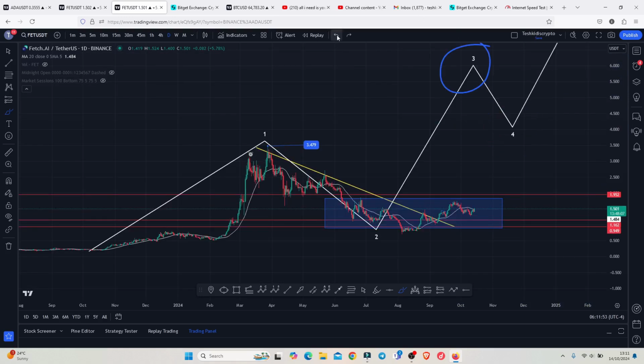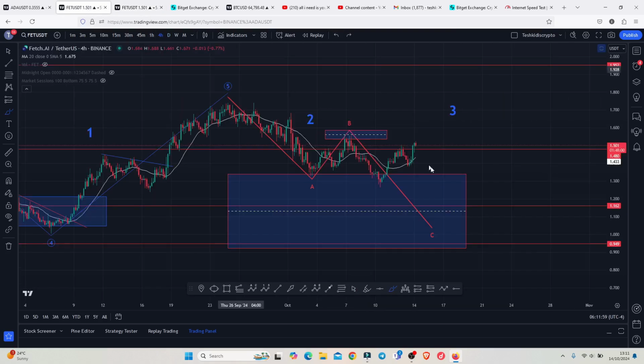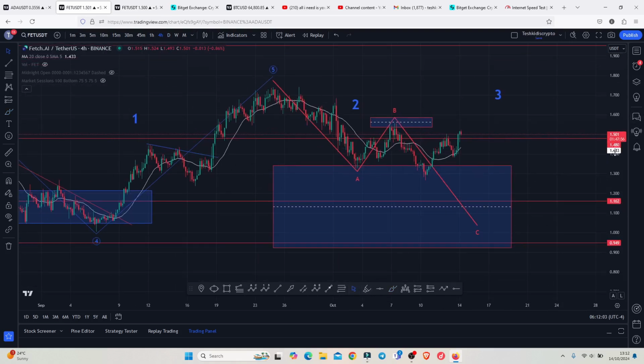So that is all I'm expecting to play out here on the Fetch AI chart on the short term and also on the long term. And let's be patient and see how that plays out, and I will be keeping you up to date.